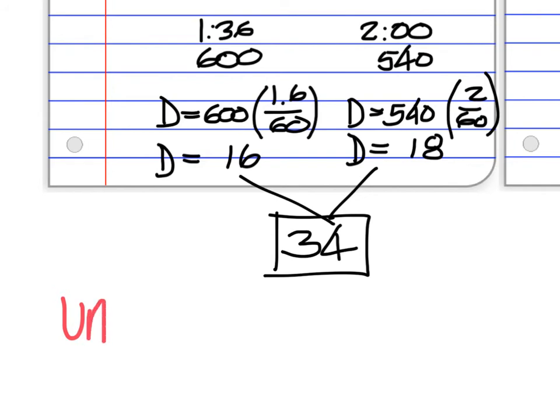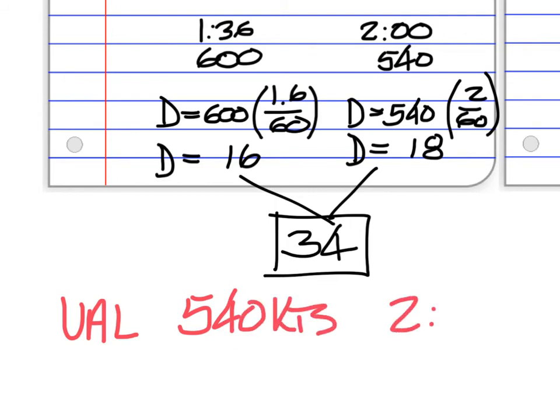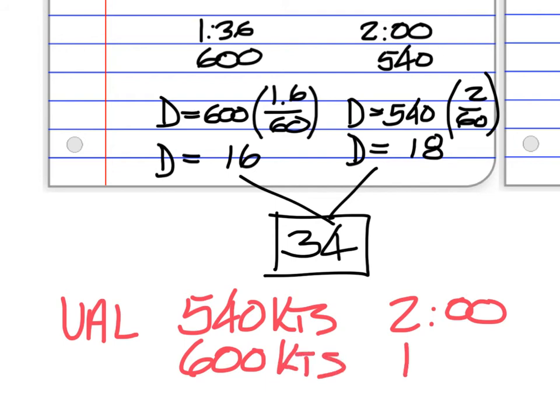For United Airlines, you're going to travel at what speed? 540 knots for how long? 2 minutes. And then after that 2 minutes, you're going to do what? You're going to speed up to 600 knots. For how long? Minute 36. There are the commands. If you don't put that on there, then I won't know the speed.